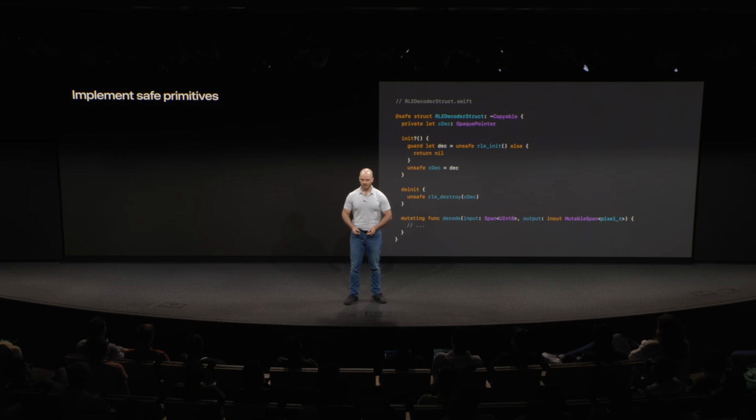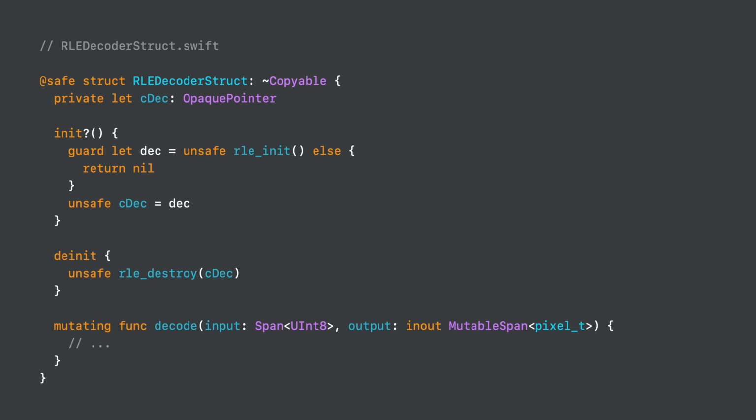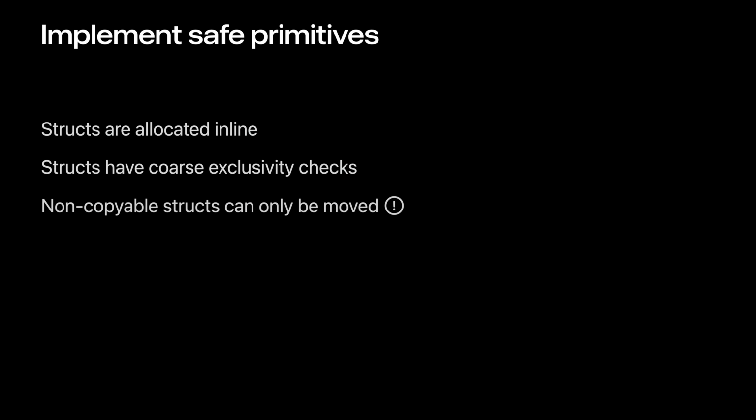Since Swift 6, you can use non-copyable structs for these use cases. Structs don't need that dynamic allocation, so that's one source of overhead down. And they have coarse exclusivity checks that are mostly verifiable at compile time, so the program has fewer of them to begin with, and they are easier to optimize away. However, sharing a non-copyable struct is much more constrained than a class or a copyable struct.